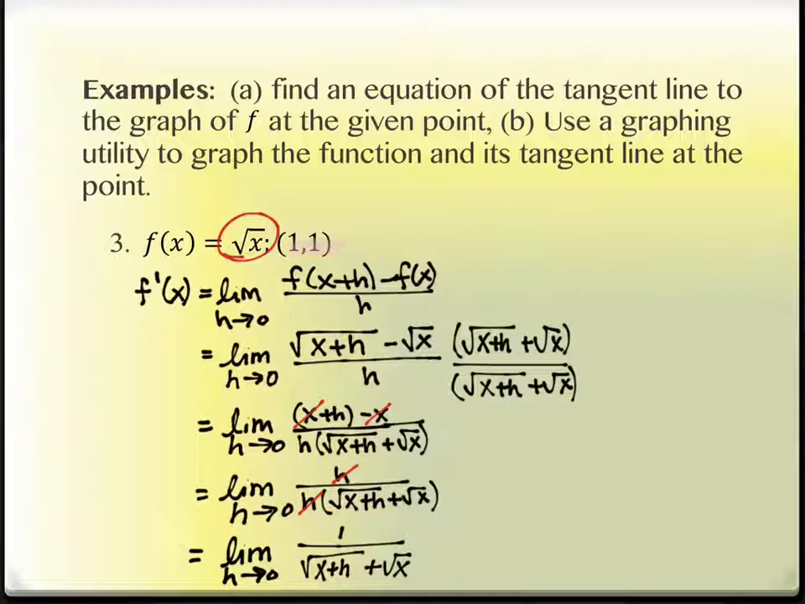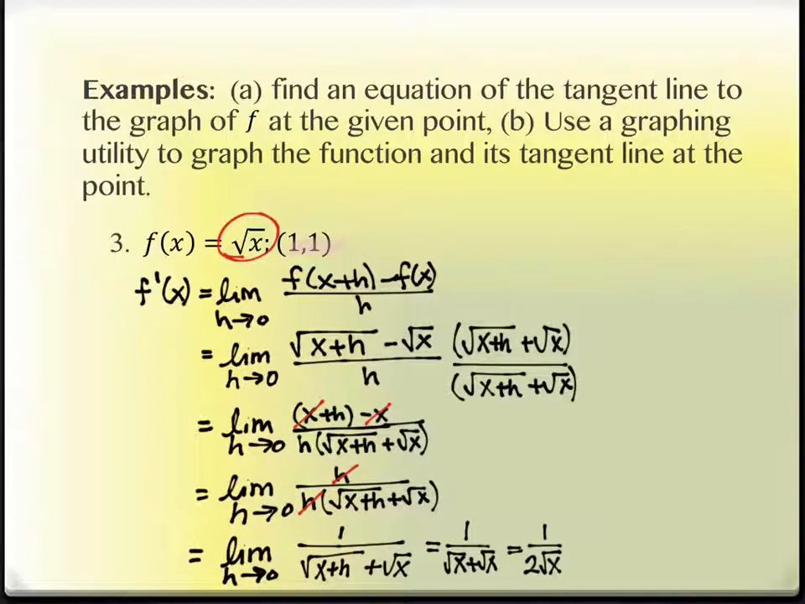It can. And yes, I know there's an h in the denominator, but this h in the denominator is not going to make the whole denominator 0, which was the problem with the first one. This h is okay. So on this one, I have 1 over the square root of x plus the square root of x, which looks suspiciously like 1 over 2 square roots of x. You might be bothered by the fact that I have a square root in the denominator. Don't be.